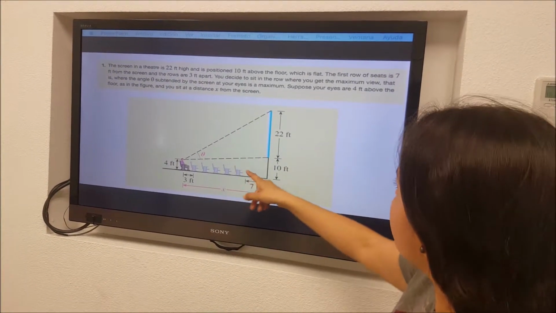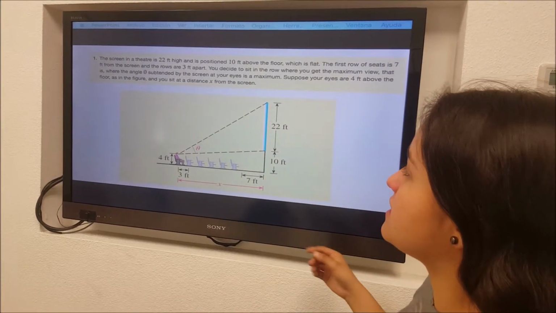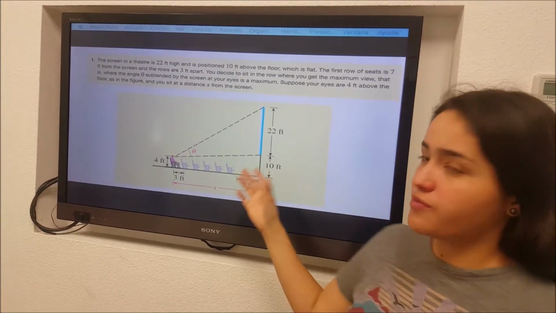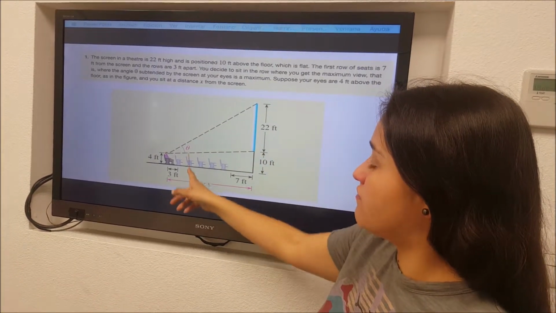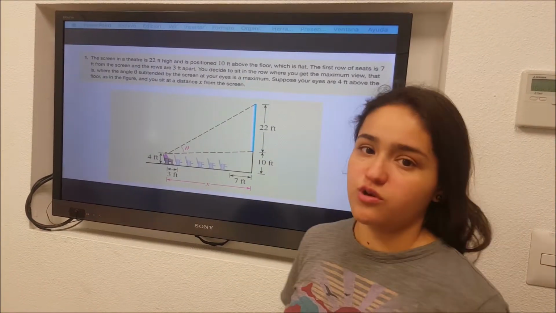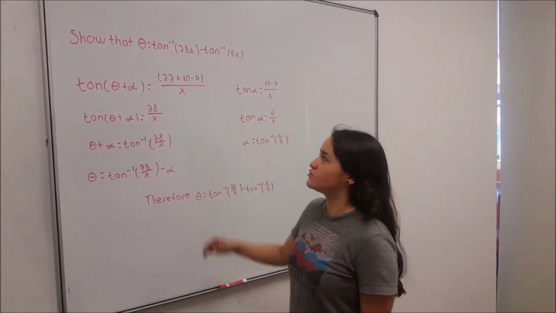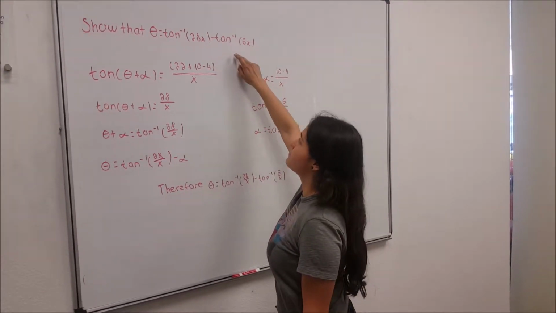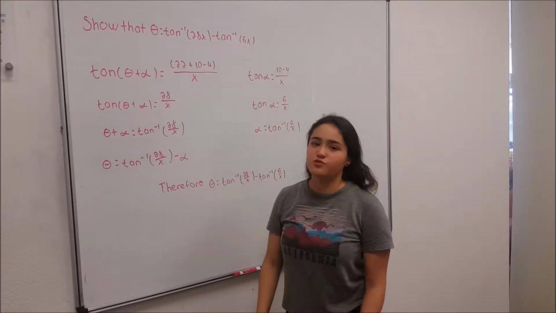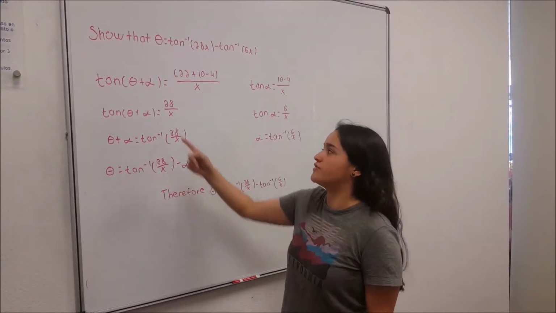Suppose your eyes are 4 feet above the floor, as in the figure, and you sit at a distance x from the screen. So we have this diagram, and we can get another angle here, which we are going to call alpha. So part A of problem number 1 says to show that theta equals inverse tan of 28 over x minus inverse tan of 6 over x. And as we already saw, there is another angle in the drawing that is called alpha.